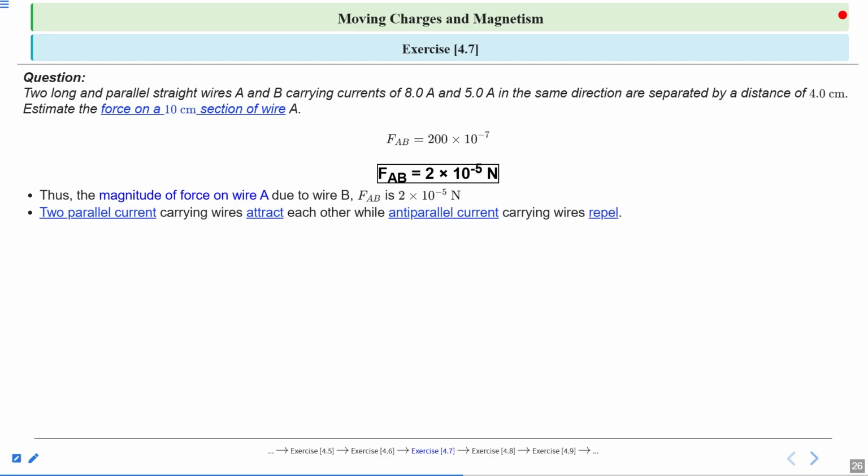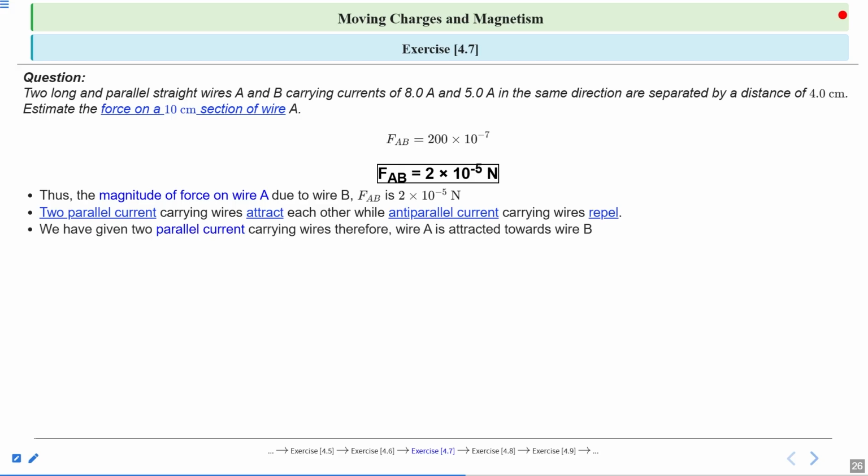Two parallel current carrying wires attract each other, while anti-parallel current carrying wires repel. Okay, so we have derived the conclusion in our theory section that if two conductors are carrying current in the same direction, then they will attract, and if they are carrying current in the opposite direction, then they will repel. It is opposite of the electrostatic behavior. In electrostatics, like charges repel, but here parallel currents attract. So it is reverse of electrostatic behavior.